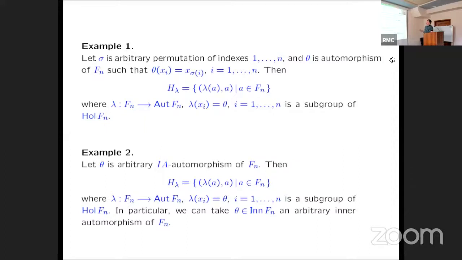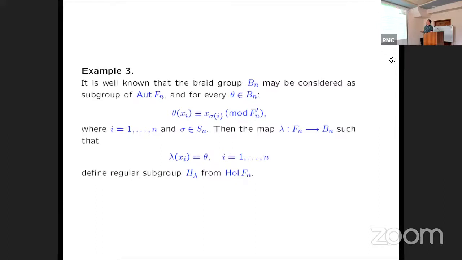Example 1. Let sigma be an arbitrary permutation and theta an automorphism of the following form, permuting generators. Then it is a regular subgroup. So we have a left brace structure. Let theta be an arbitrary automorphism of Fn. Then it is a regular subgroup. In particular, we can take an arbitrary inner automorphism of the free group Fn. It is well known that the braid group Bn may be considered as a subgroup of the automorphism group of Fn, and for every element of the braid group, we have this equality. Then the map lambda defined by the following formula defines a regular subgroup. So we have a structure of a skew brace.